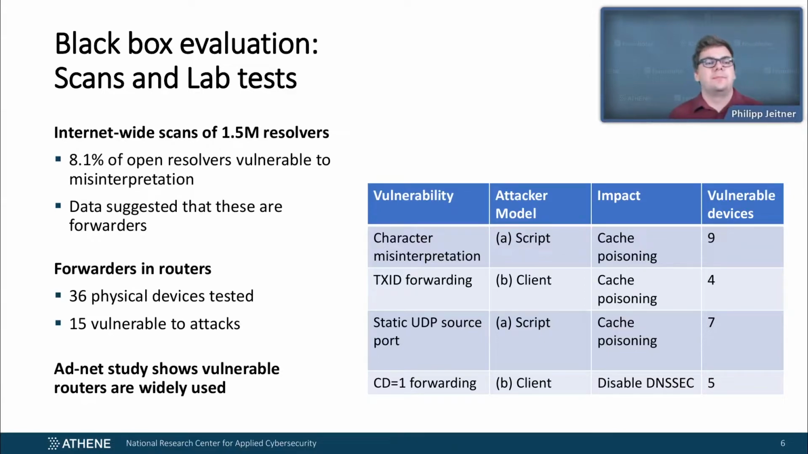One typical deployment of such forwarders is in home routers. So we designed a study, bought 36 physical devices and tested the 4 attacks against them, and found that 15 of them are vulnerable to one of those attacks. You can see which one was vulnerable to which attack in the table. This shows that these vulnerabilities are widespread in these devices.